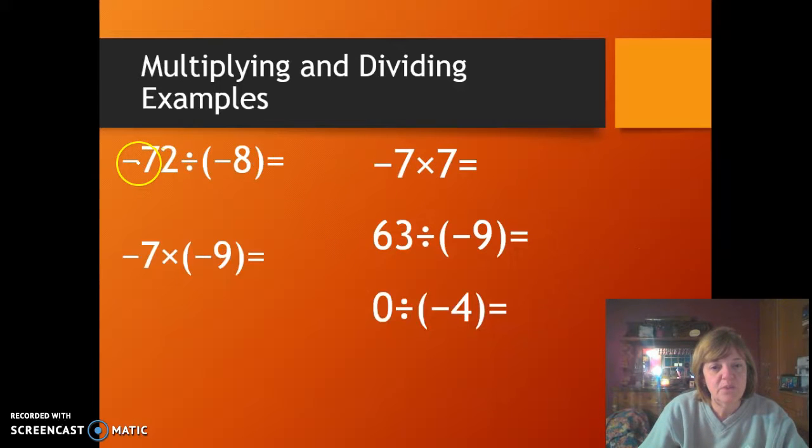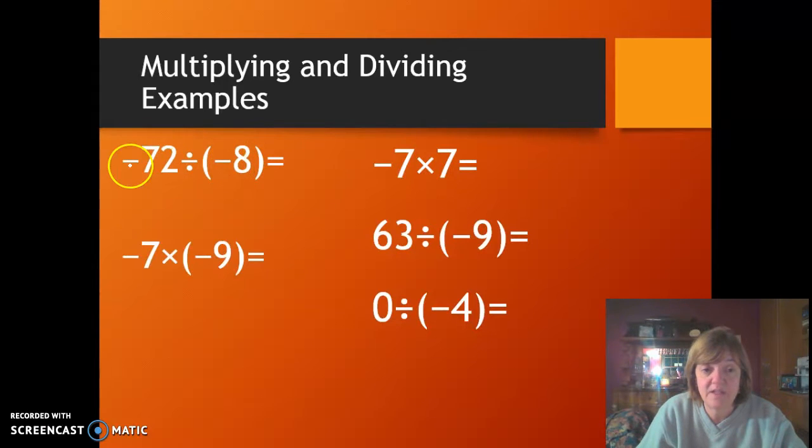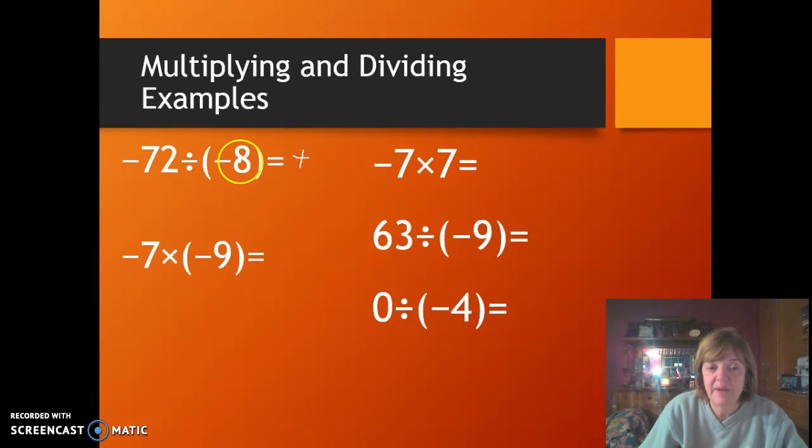Here we go. So we have a negative 72 divided by a negative 8. First thing you want to say is, oh wait, this is a negative divided by a negative. That means my answer is going to be a positive. And 72 divided by 8, calculators please. I believe that's a 9.